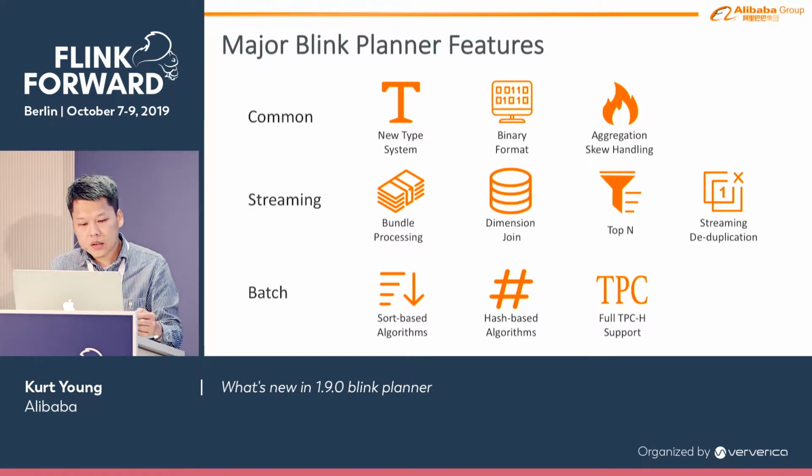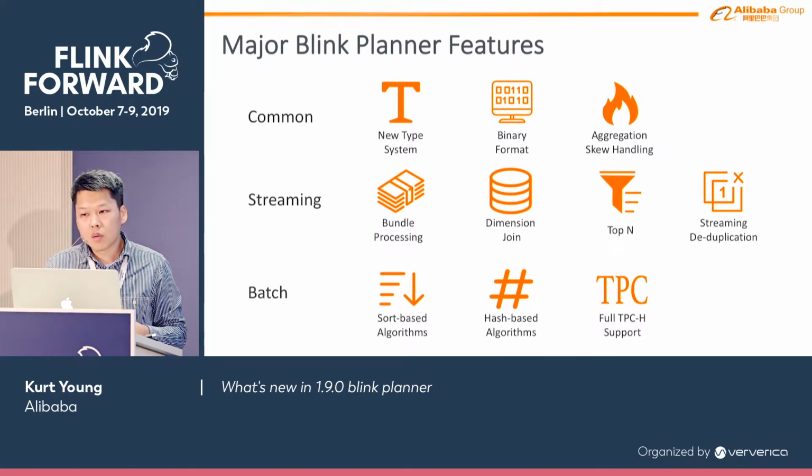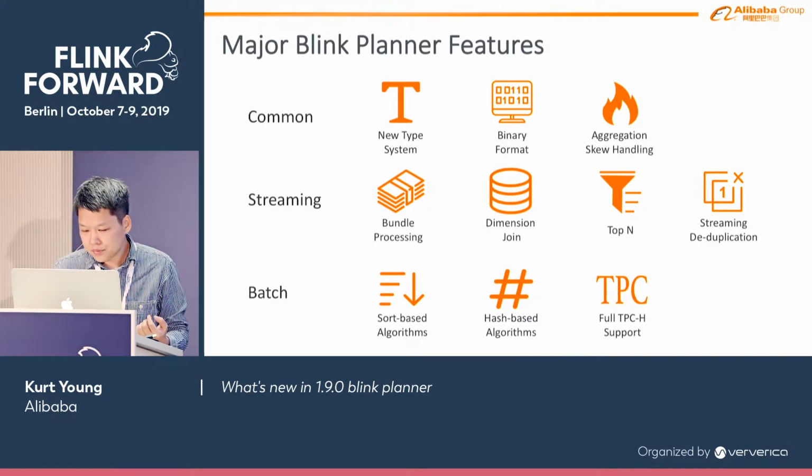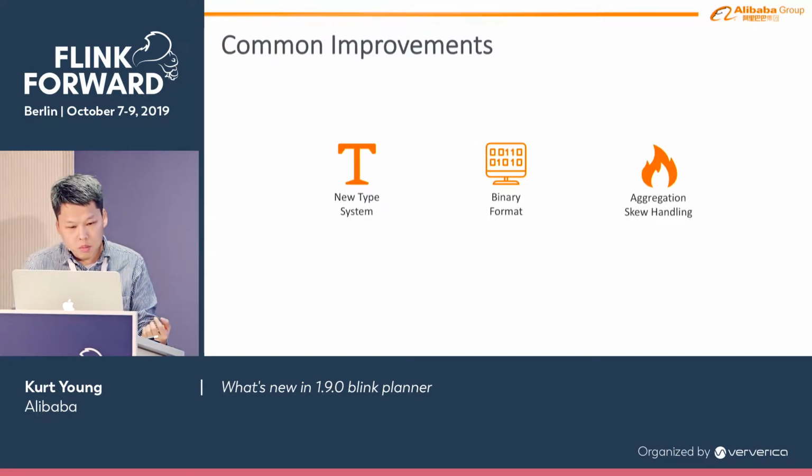So here are some features and improvements I have collected from the Blink planner, but not all of them. You might also find something interesting or useful after you try it out. I have split this into three parts. One is common features, used for both batch and streaming, then some streaming-specific features and improvements, as well as batch ones. So let's start with the common ones.